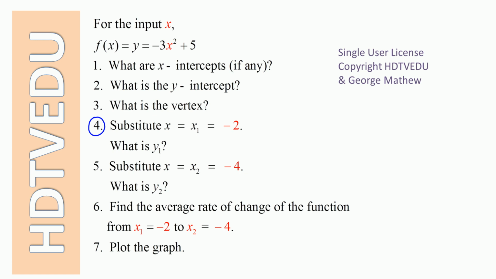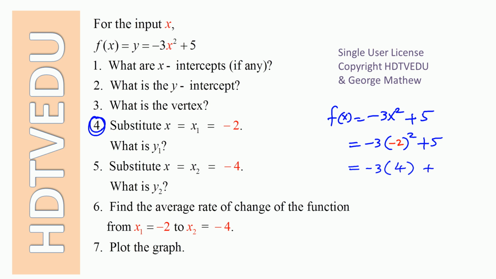So now let's do number 4. We have f of x equals negative 3x squared plus 5. What happens when we substitute x equals negative 2? So in the space occupied by x, we substitute negative 2. So this is as good as negative 3 times, what is negative 2 to the power of 2? It is negative 2 times negative 2, which is positive 4, plus 5. So we get negative 12 plus 5, and that is negative 7.